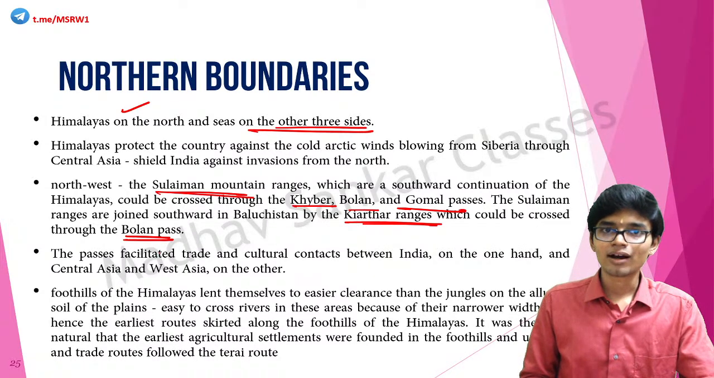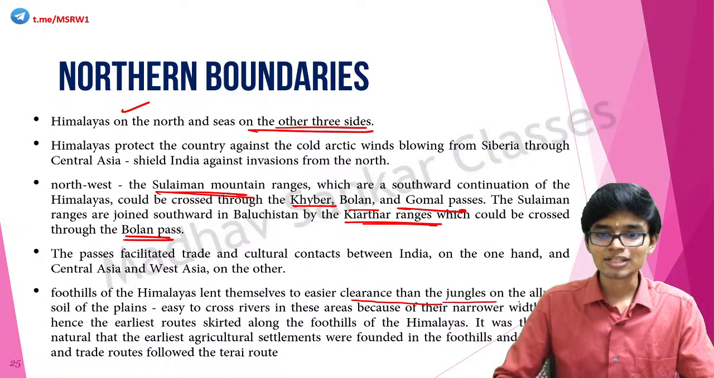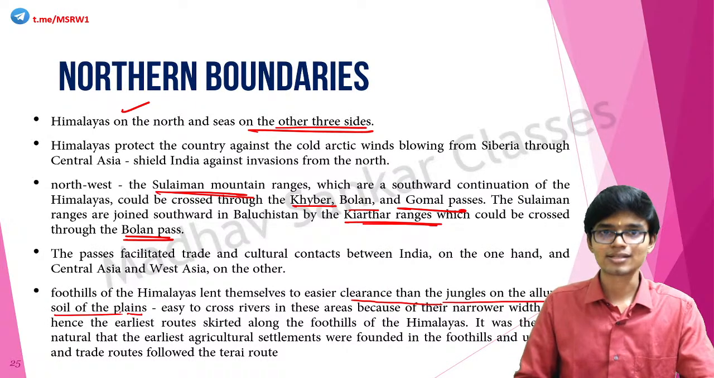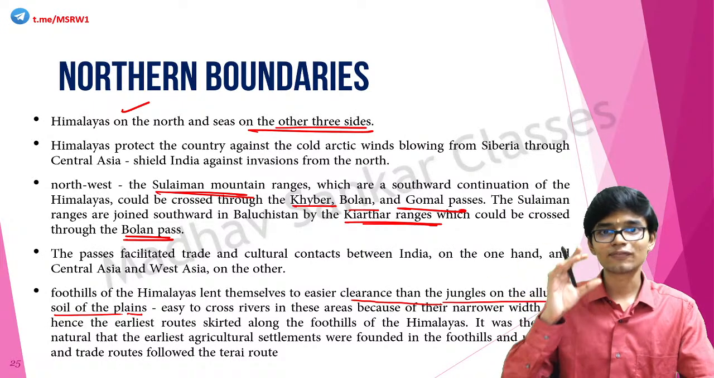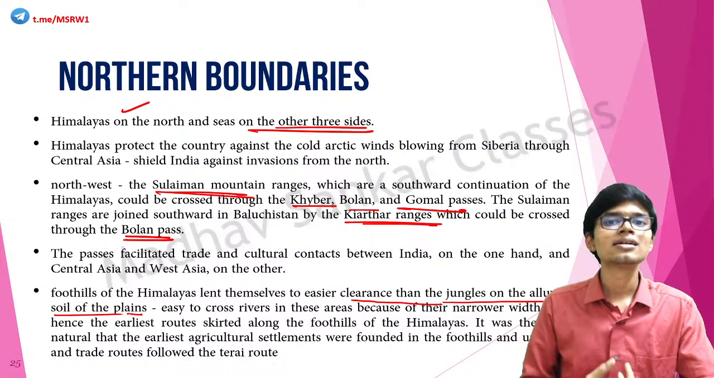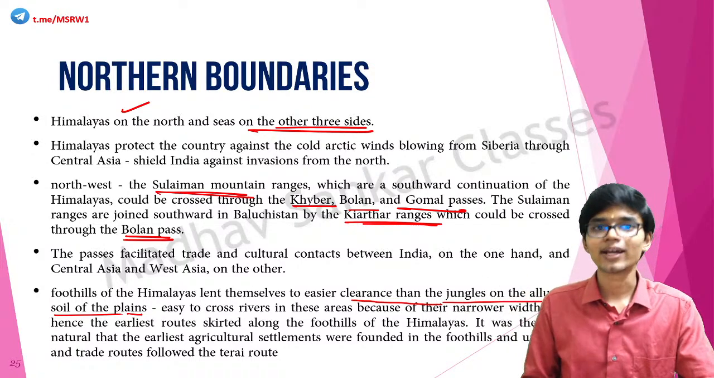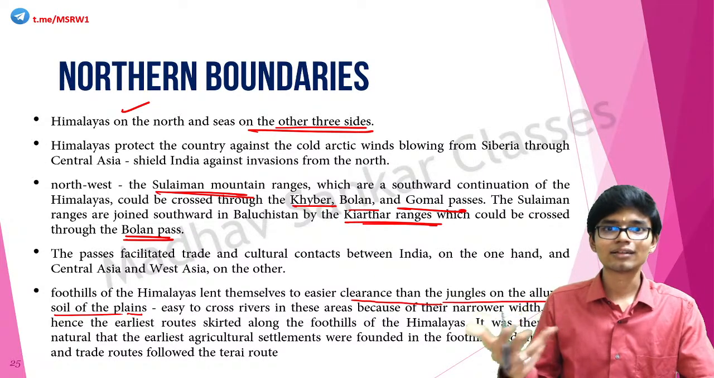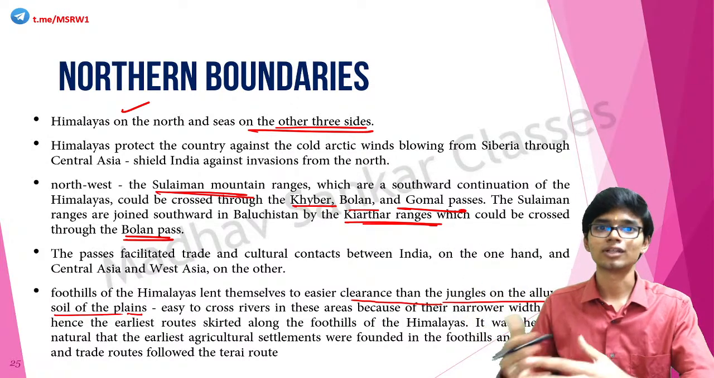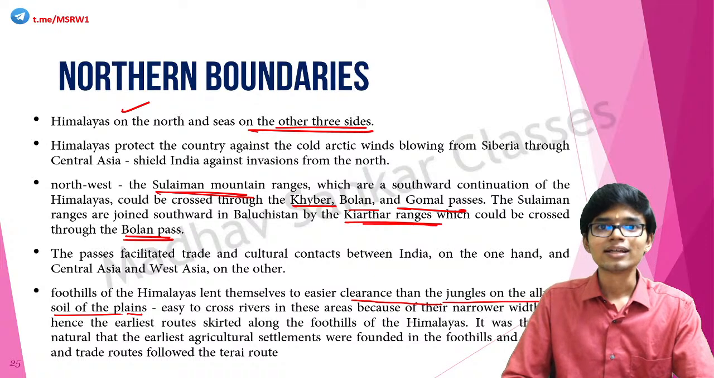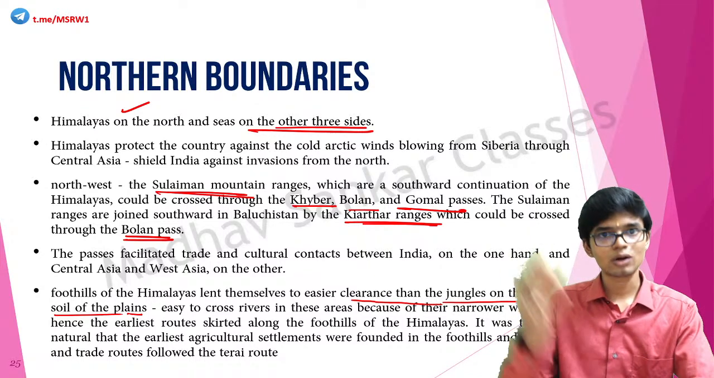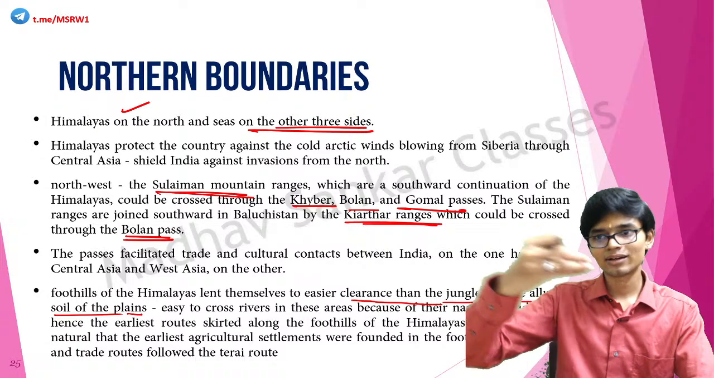If you observe, you will understand that the foothills of the Himalayas lend themselves to easier clearance than jungles on alluvial soils and plains. So we see a lot of very early settlements in the foothills of the Himalayas, the foothills of hills, and on river banks, compared to other parts of northern India. Why? Because it is easy to clear the forests in these regions rather than the forests in the alluvial plains of northern India. In these regions, you can actually use a stone tool to cut down trees and clear forests. You also have direct access to a water body.